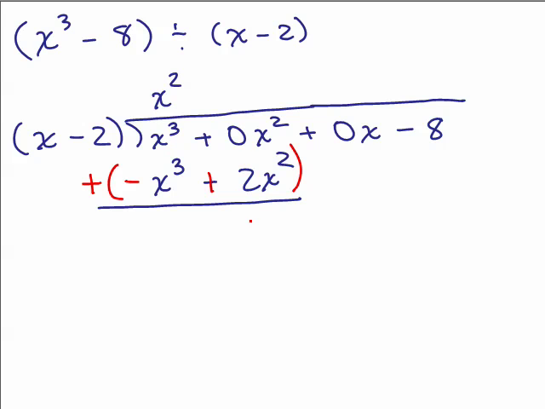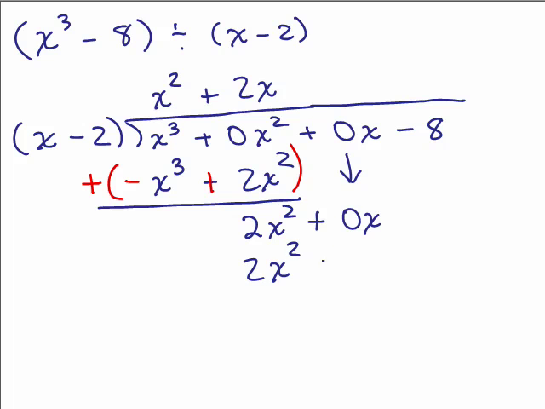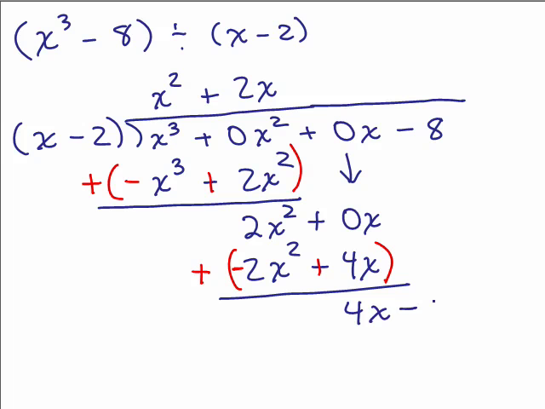So that's 2x squared. And bring down the next term. So x times what will give you 2x squared? Plus 2x. Remember to always put it whether it's a plus or a minus. So that gives you a plus 2x squared and a minus 4x. And again, you have to subtract when you do division. So you're going to change that to a minus and that to a plus, which gives you 4x minus 8.